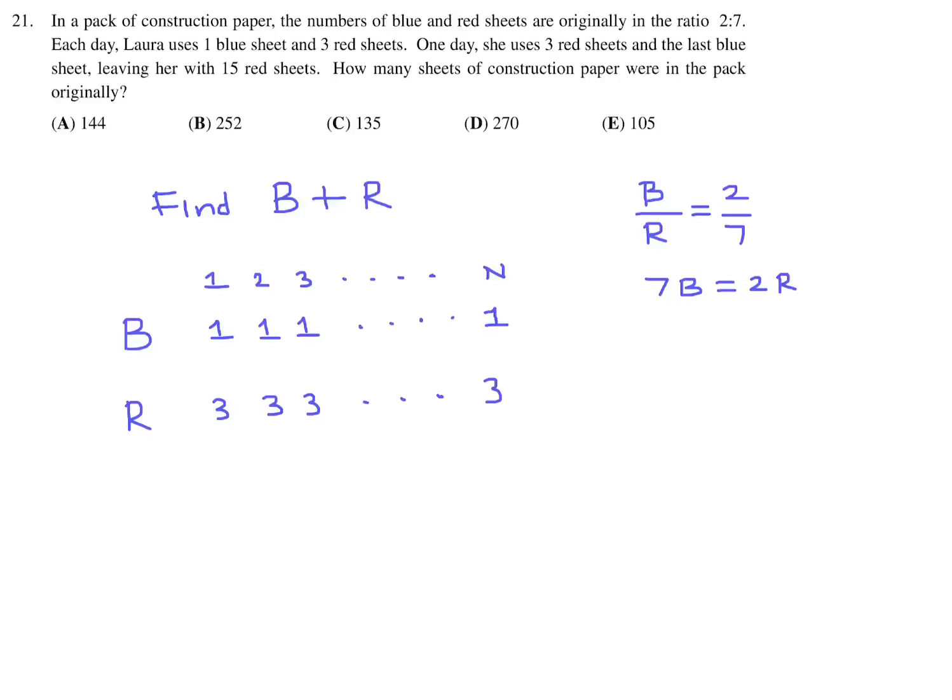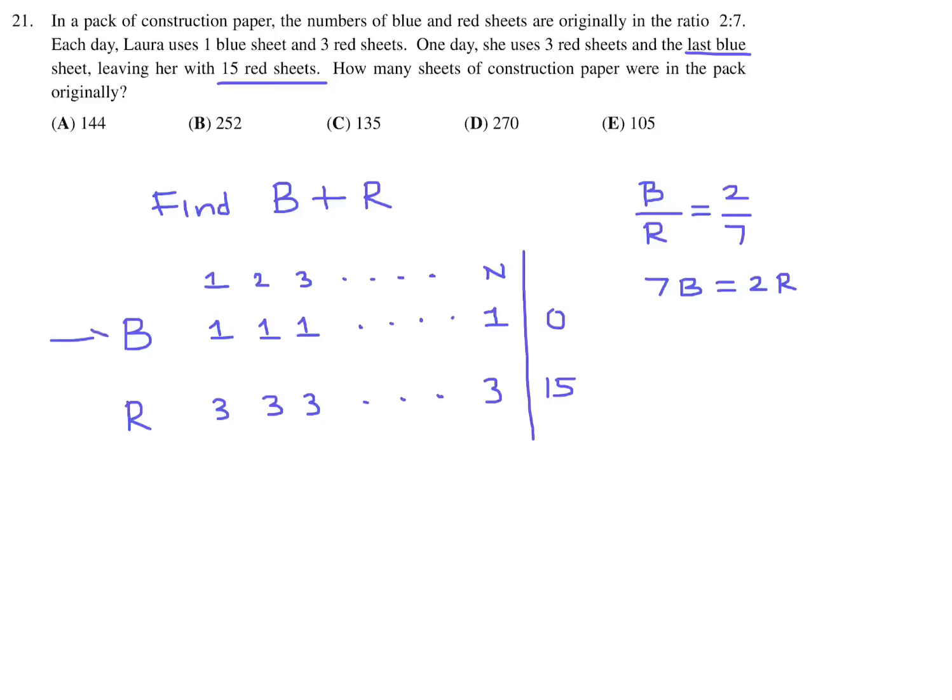And then the good news is that when you get to N, the last day, there's no more blue sheets. Why? Because the last blue sheet has been used. So we're down to 0. But for red, you have 15 remaining. Okay? So I hope you understand that.